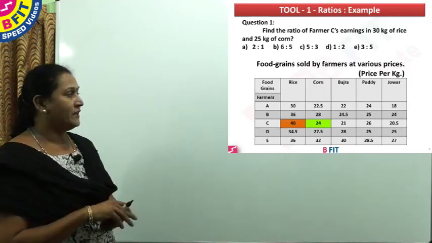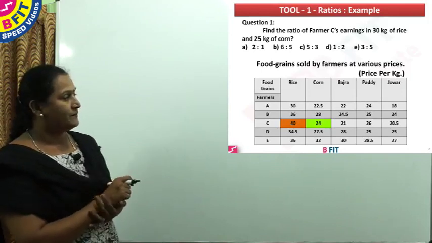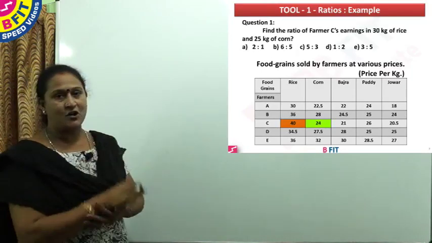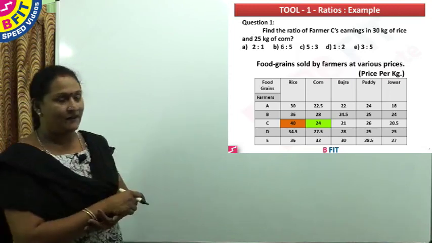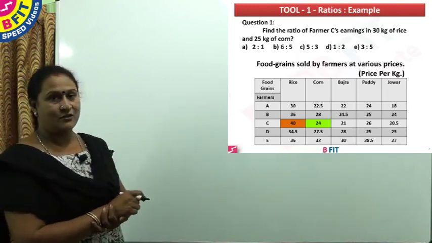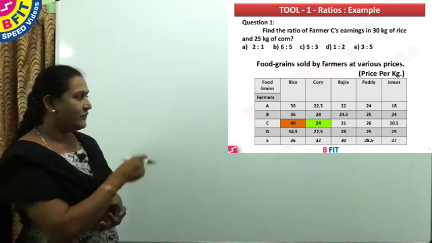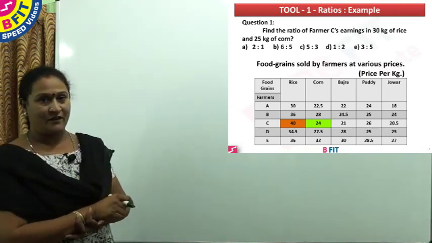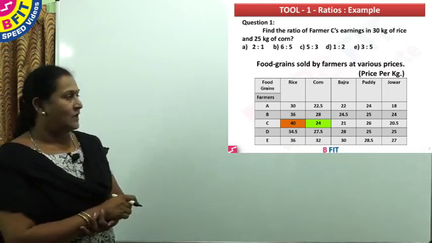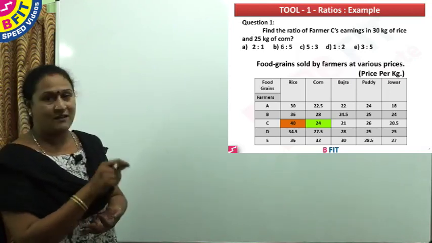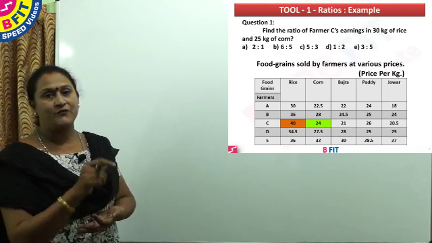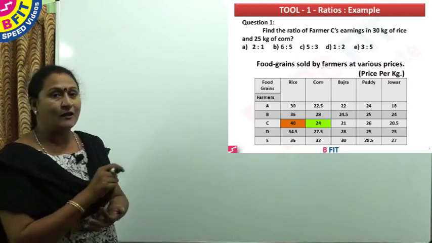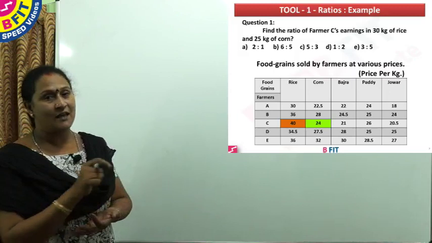For farmer C, rice per kg is given in the first column, which has been highlighted in orange color. For your easy reference, we have highlighted the value, but in the exam, all this will not be given. You have to find the value. What is the price per kg farmer C sells at? Rupees 40. How many kilograms does he sell? He sells 30 kg of rice.